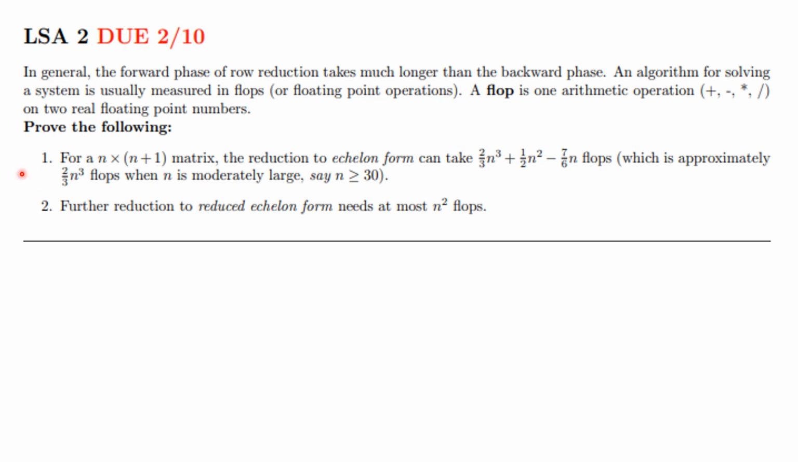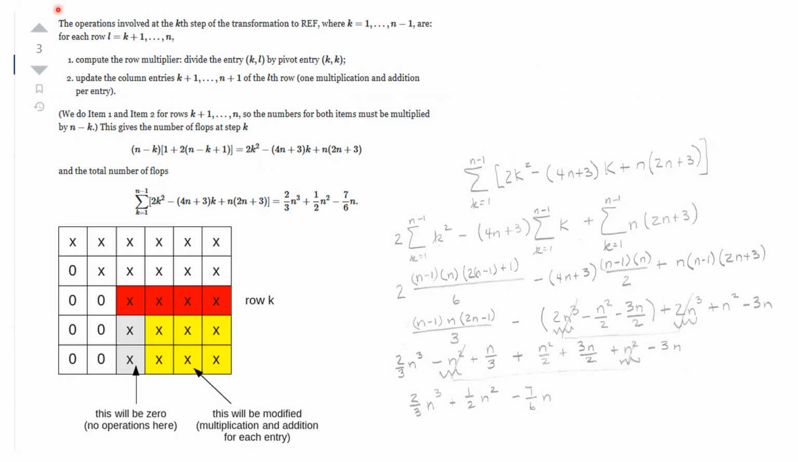And then after you've done this forward phase of row reduction, you're supposed to do the backward substitution, and you're reducing this to reduced row echelon form. Here you need at most n squared flops. And again, this is closely related to calculations associated with turning a matrix A into the LU format. So here we go.